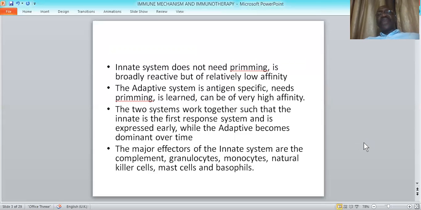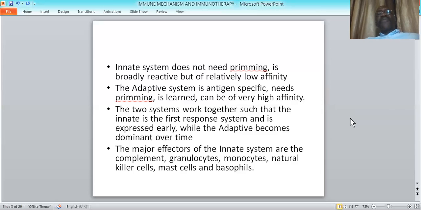So the innate immune system is the first responder when a microorganism invades the human body. That innate system is broadly reactive. That is, it counters a broad range of non-self, of invading microorganisms, and it is of relatively low affinity.